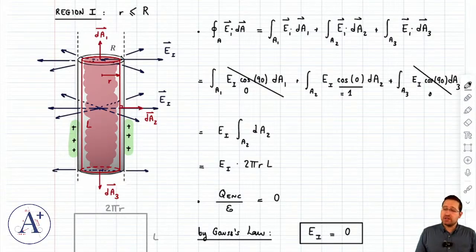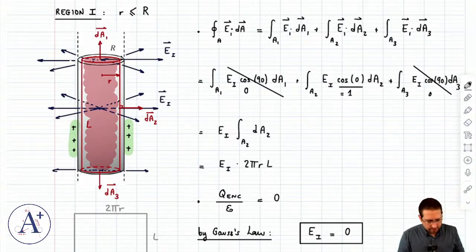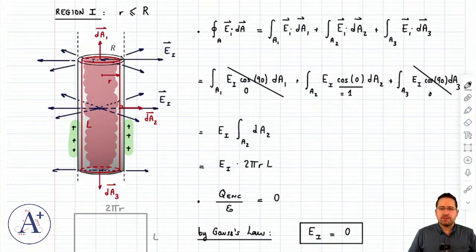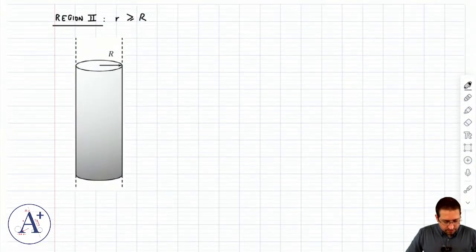Okay, now if you already know the answer, right, that E is 0 inside conducting material in electrostatic equilibrium, you don't have to do all this. You can just write E1 is equal to 0. But the goal today, of course, is to practice Gauss's law, so I wanted to do all the steps. Let's move on to region 2.